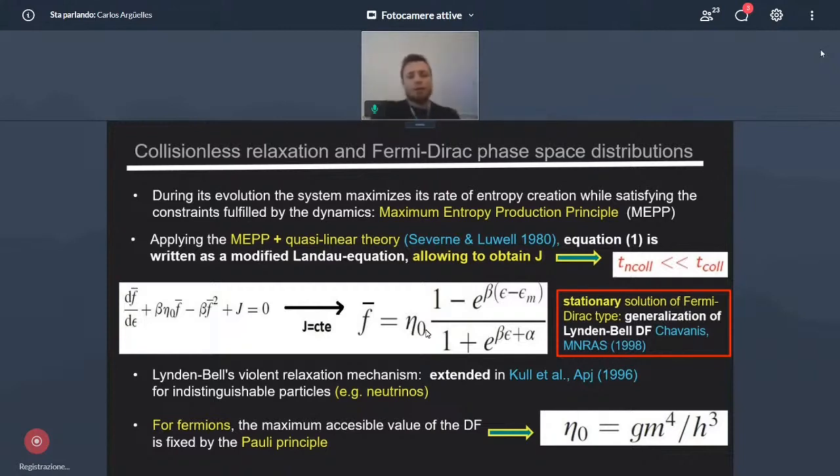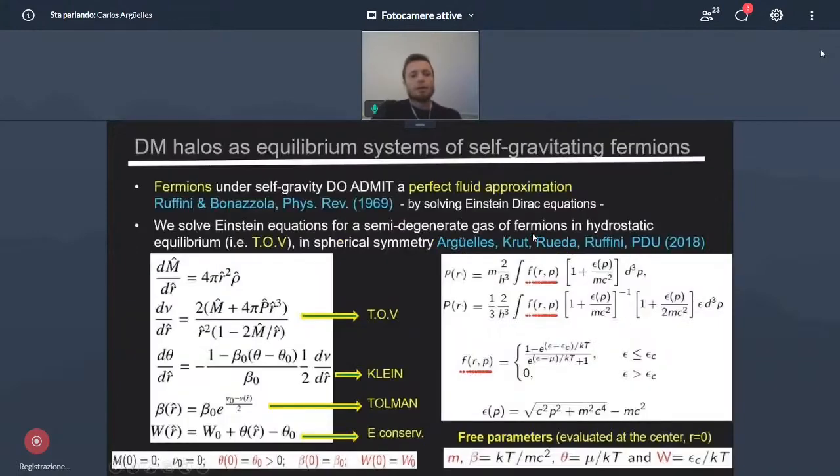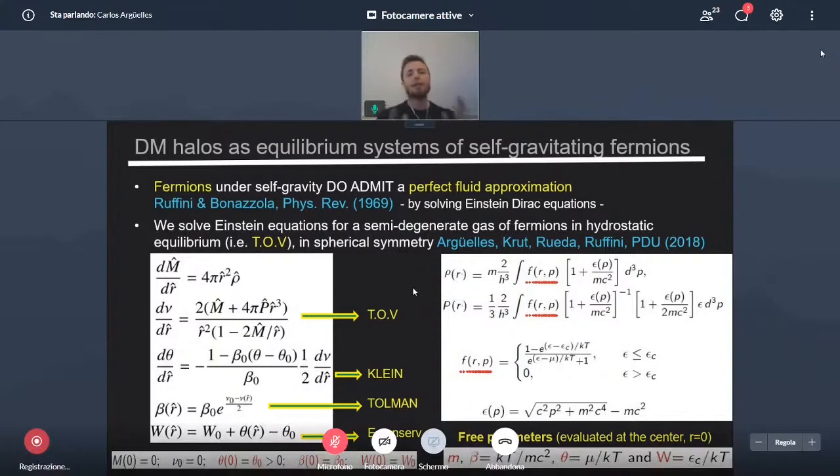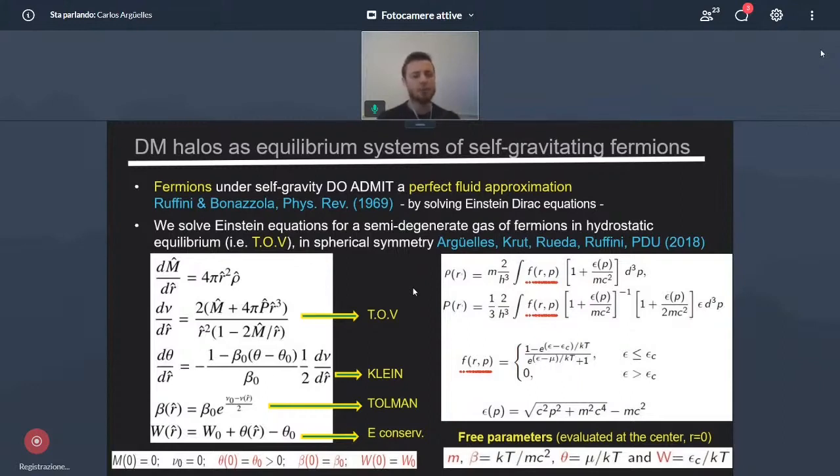Okay, so we will then work with this Fermi-Dirac-like distribution function and try to build an equilibrium dark matter halo out of this underlying distribution function. So let's consider fermions under self-gravity. The first important point is that they do admit a perfect fluid approximation. This was demonstrated in the original nice work of Ruffini and Bonazzola in '69 by solving the Einstein-Dirac equations. Indeed, this doesn't work for bosons, because bosons condense and, without any further interaction, cannot have a perfect fluid approximation.